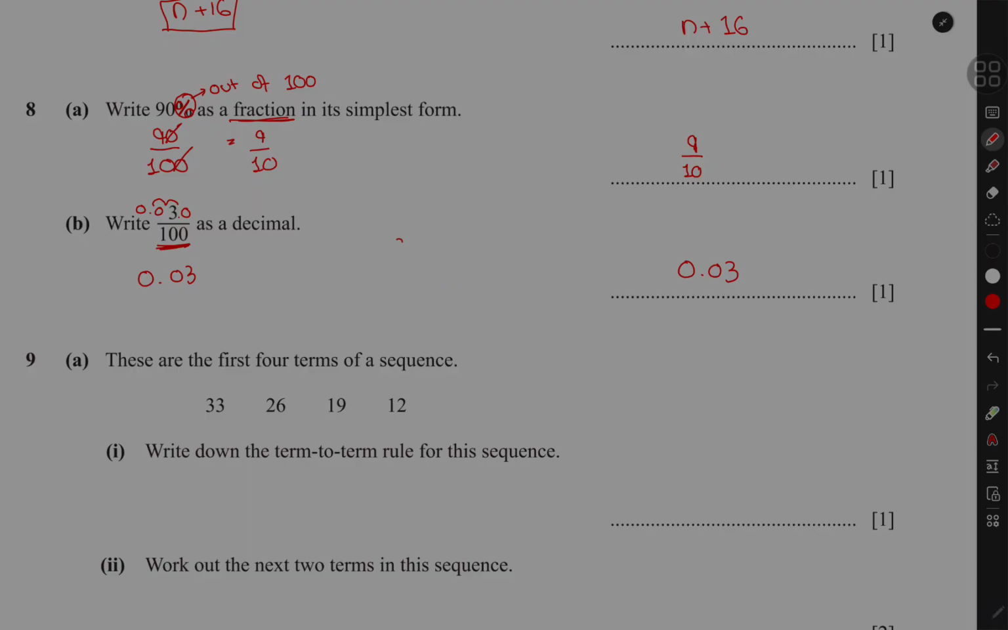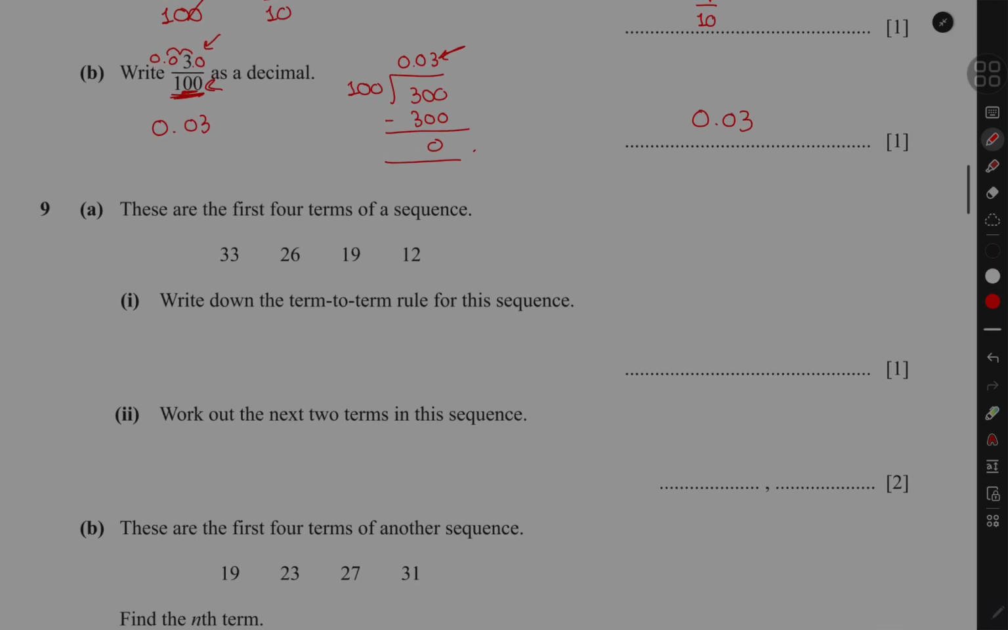If someone wants to see why this works, I can write 0 point. I can add a 0, but 30 is still smaller than 100. So what I would do is add another 0, so now it's 300. 100 times 3 is 300. I can just subtract them, which gives me 0. The answer is 0.03. But just use this method: move the decimal point 2 places or 3 places or whatever number of zeros you have here, and that's how you get to the answer.